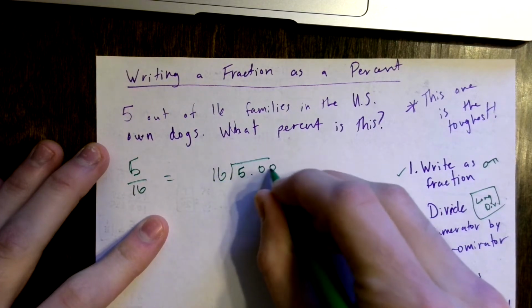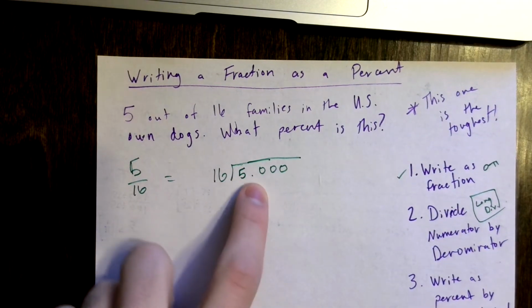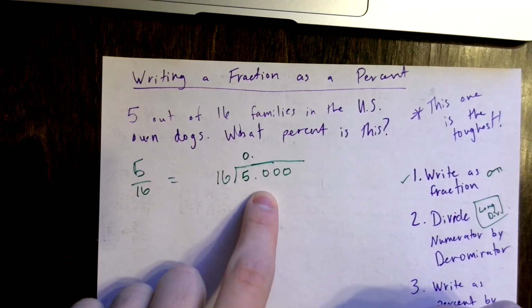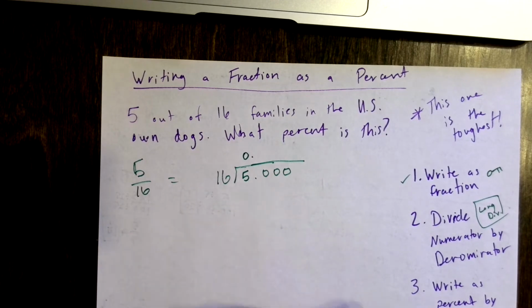And here's where I remember to put in all those extra zeros just in case we need them. Now 16 doesn't go into 5, so we got a 0 to start. 16 does go into 50. It goes in 3 times as 48.